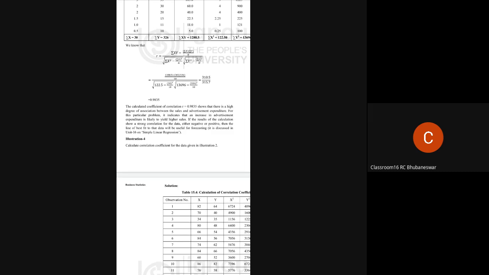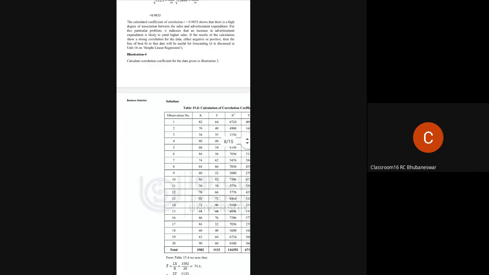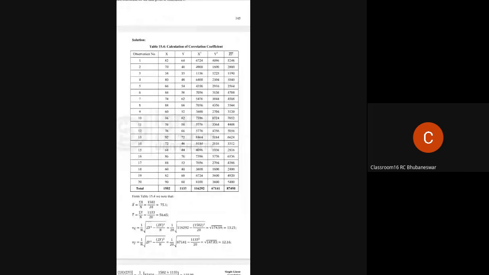Then again, further examples are given here. In the first formula, where the mean is to be found out, it is solved as per that. Whichever formula is convenient to you, use that. Check whether the data is in large numbers or small numbers, and as per that use the formulas.